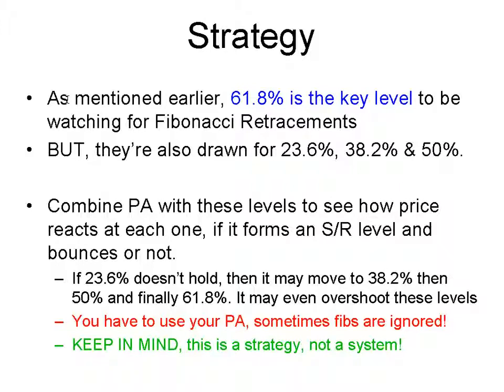So you're basically combining PA with these retracement levels to see how they react to each one, and basically the retracement levels form the support and resistance of your pullback and of your bounce, which will later form whether or not it bounces. So basically, if 23.6 doesn't hold, it goes to 38.2. That doesn't hold, it goes to 50, and finally 61.8. 61.8 is a key level which you need to watch more carefully than the other levels, because that's the most popular one that retraces, and sometimes it may overshoot.